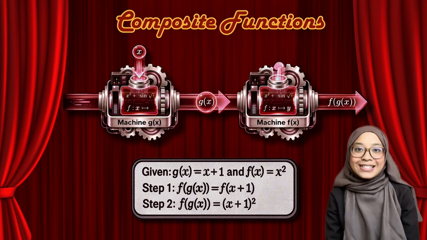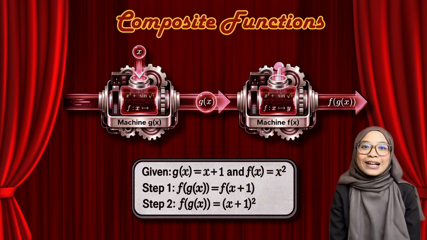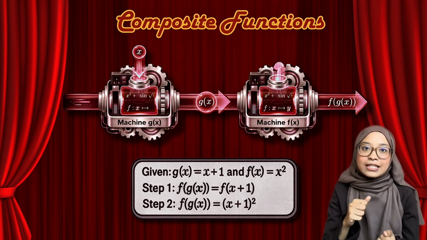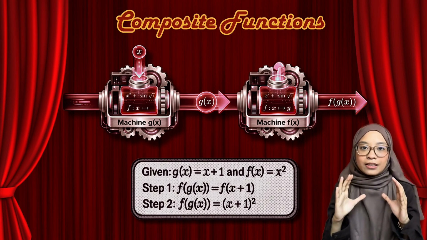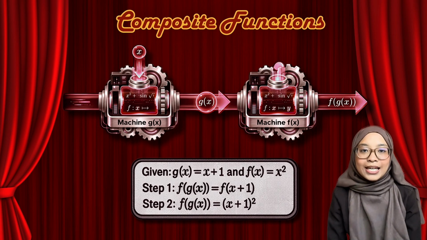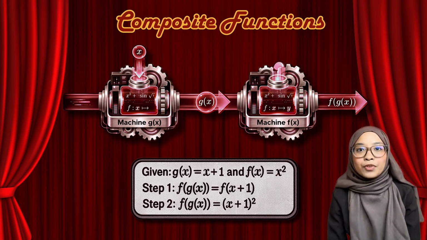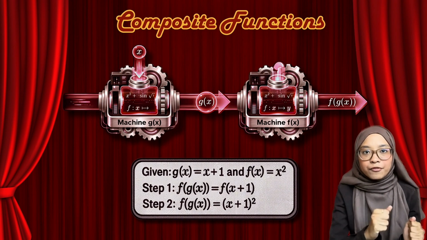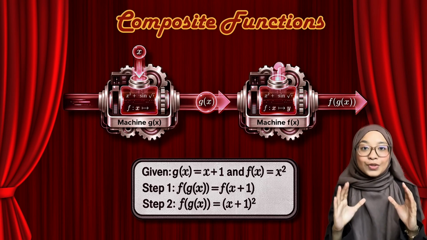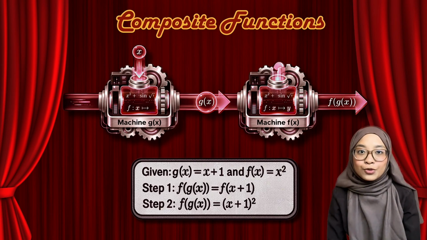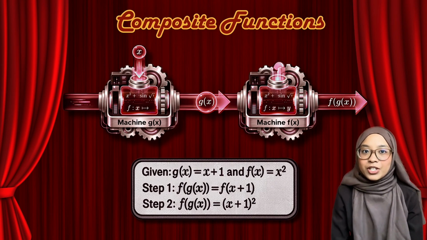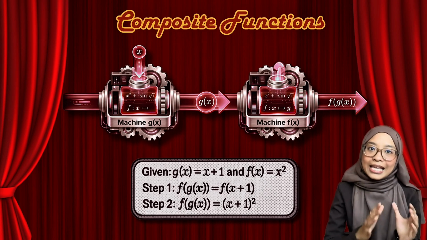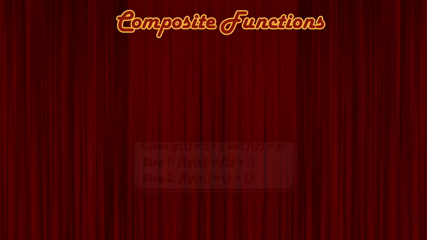Let us trace it step by step. Step 1, we substitute g(x) inside f(x). It's giving us f of the bracket x plus 1. Step 2, applying the rule for f, we square the entire input, resulting in fg(x) equals (x plus 1) to the power of 2. That's all a composite function is, passing an output from one function directly as the input into another.